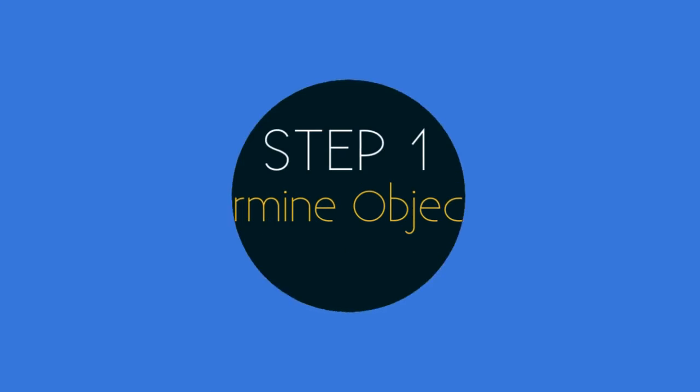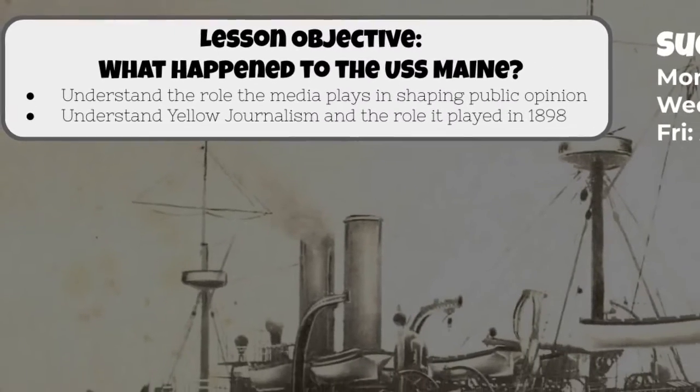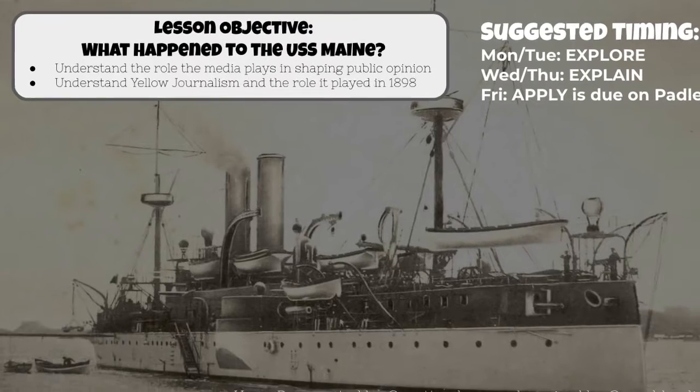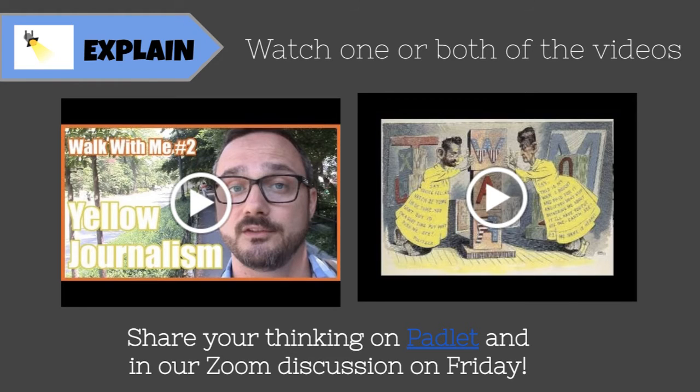Now let's take a look at these 5 steps in relation to that one HyperDoc lesson. You'll see step 1, determine objectives. I've posted the objective and essential questions on the front of the HyperDoc lesson. Step 2 was to choose a cycle of learning. You'll notice that this particular HyperDoc has Explore, Explain, Apply.